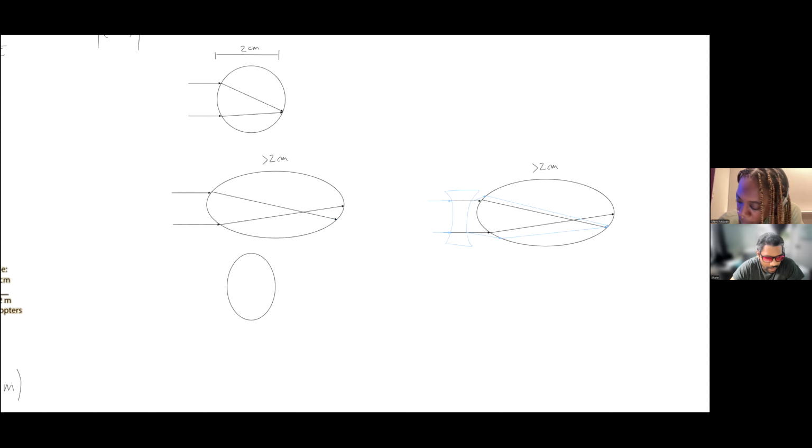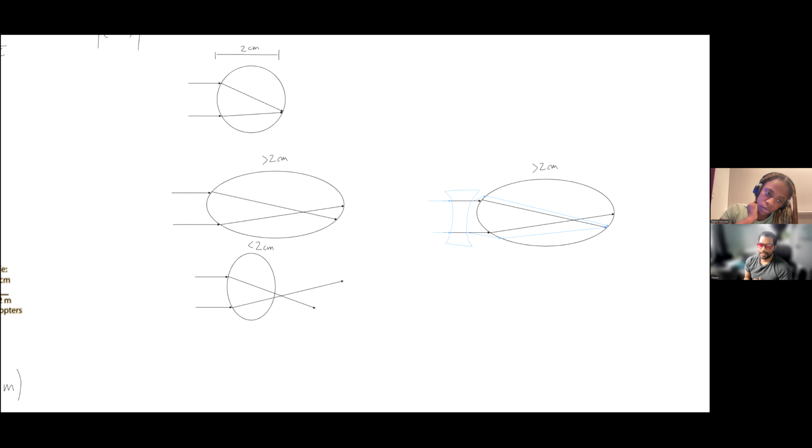And then for someone who has an eyeball that's shorter, the problem they would encounter is that the convergence happens too late, behind the retina. So they would need a converging lens to converge the light rays sooner so they land right on the retina. And that's farsightedness, or hyperopia.